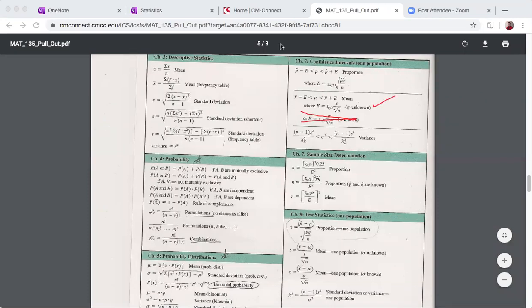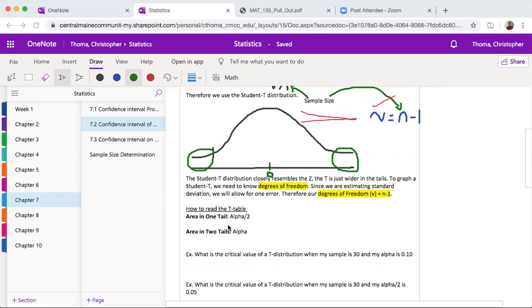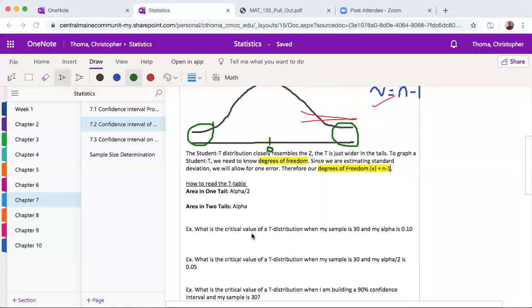So now let's go back to our... we don't need the course page no more, so I'll close that out. Go back here to our statistics notes. And so this first piece is talking about how you should mark your box, right? So how to read the table. Area 1 tail is alpha over 2, area 2 tails is alpha for confidence intervals. Again, this is for confidence intervals. It will change a little bit when we get to chapter 8.